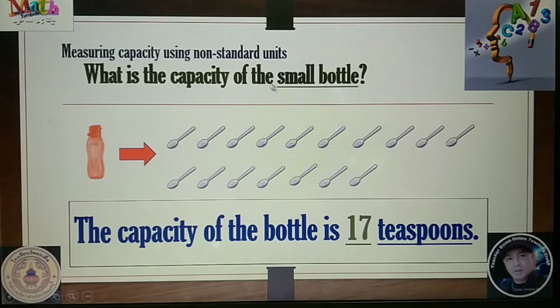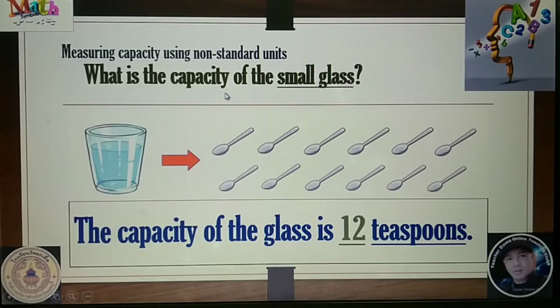What is the capacity of the small bottle? The capacity of the bottle is 17 teaspoons. What is the capacity of the small glass? The capacity of the glass is 12 teaspoons.